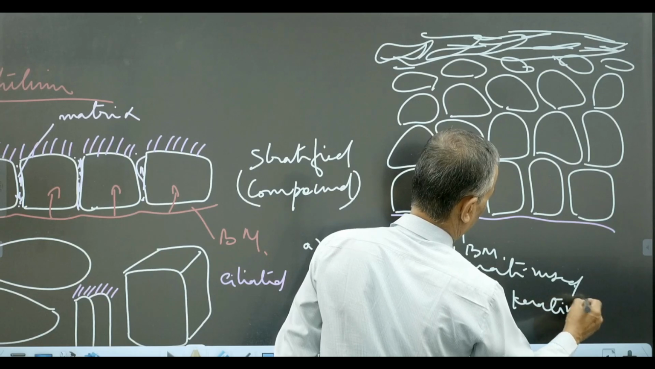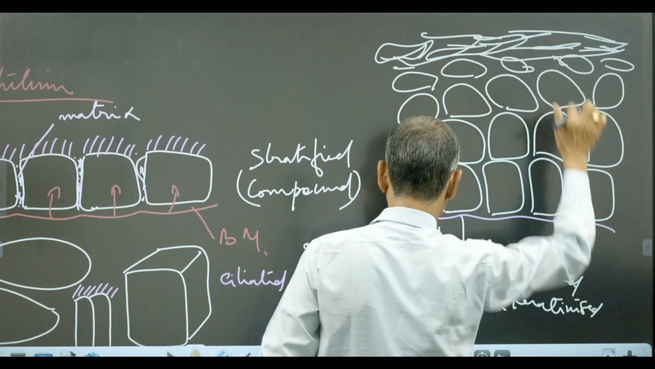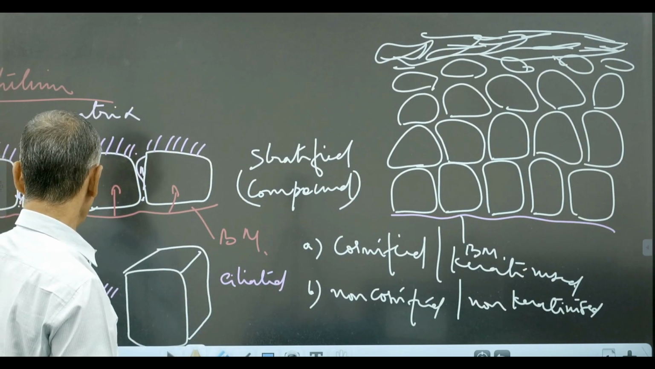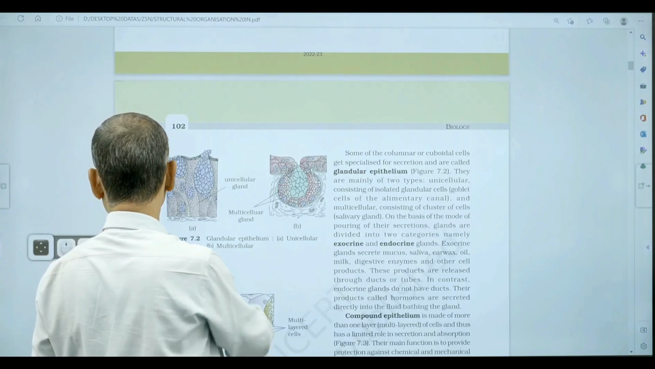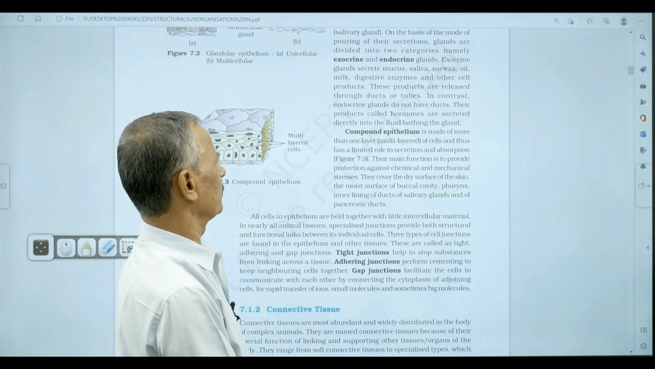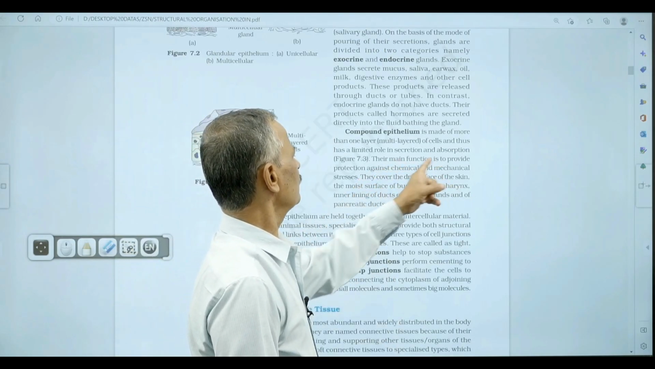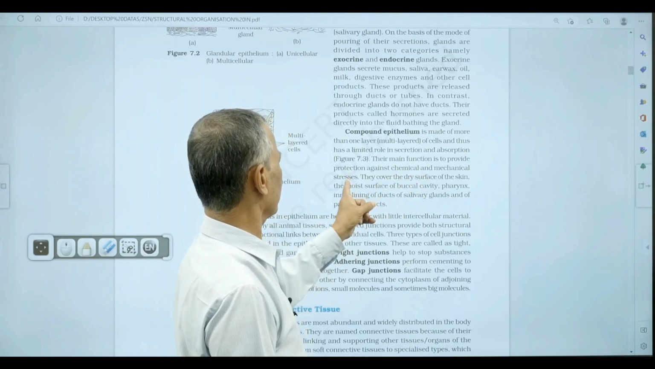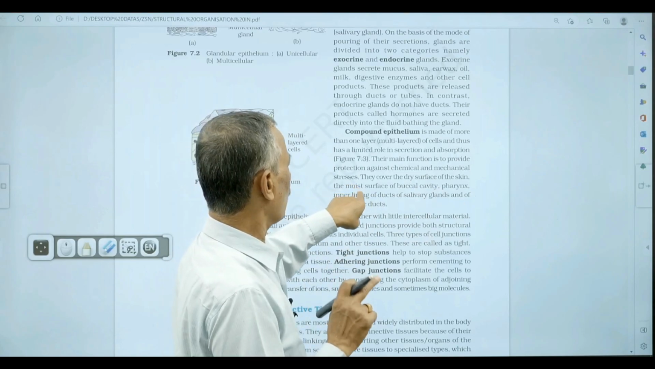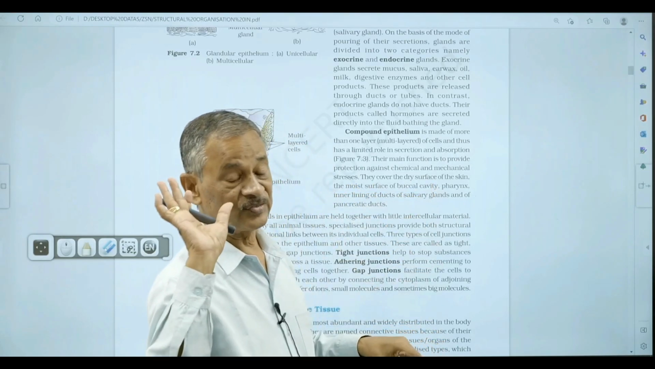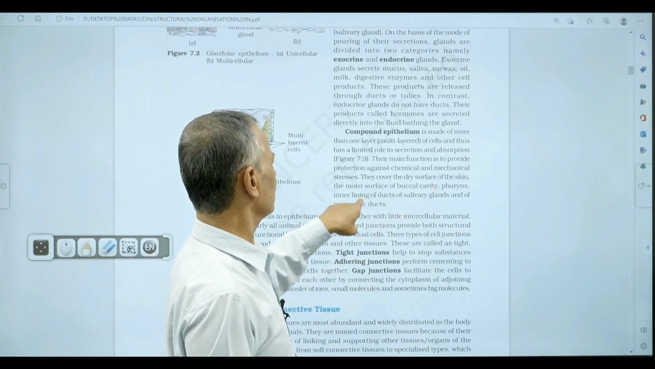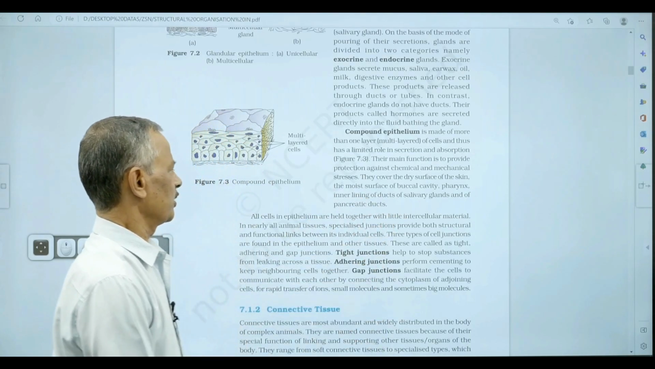Non-keratinized. They remain as multiple layers, but they are not keratinized. Such non-keratinized epithelia are present on the inner side of our buccal cavity. These cells provide protection against chemical and mechanical stress. They cover the dry surface of the skin, that is keratinized. The moist surface of the buccal cavity, pharynx, etc., non-keratinized. Inner lining of the duct of salivary glands and of the pancreatic duct.